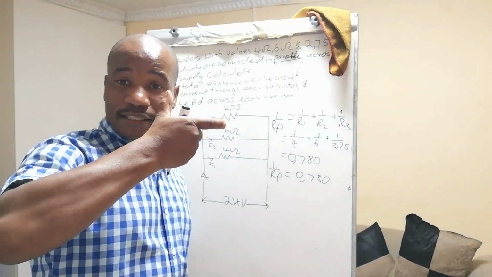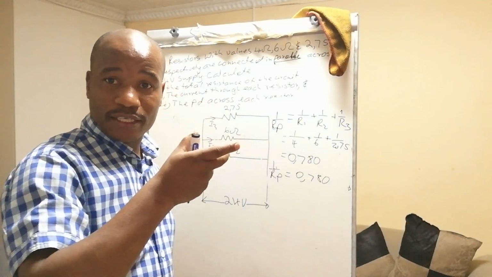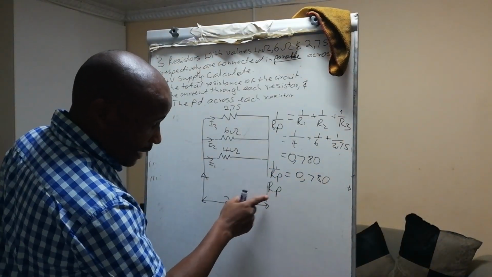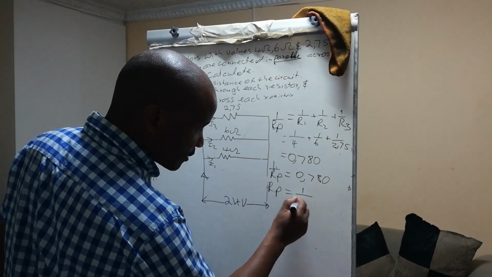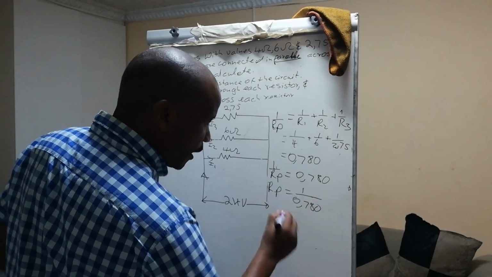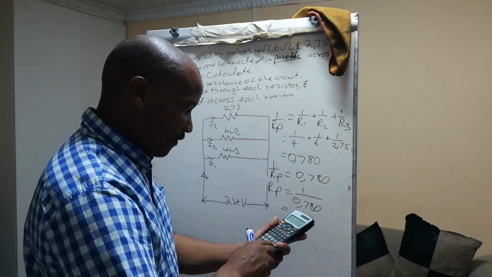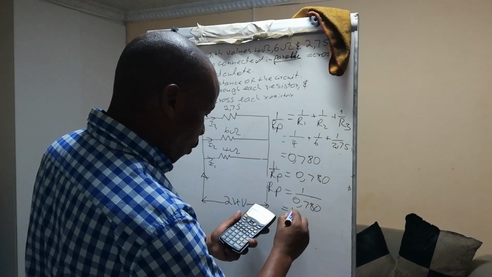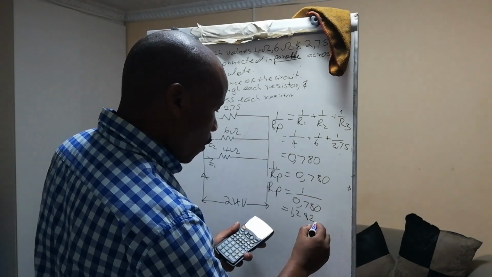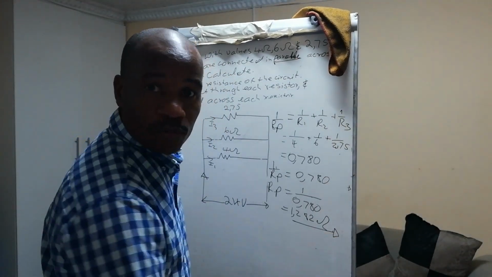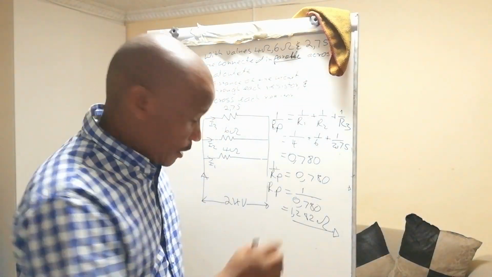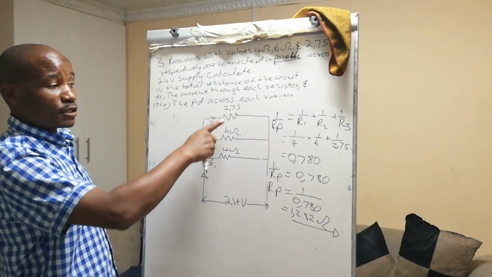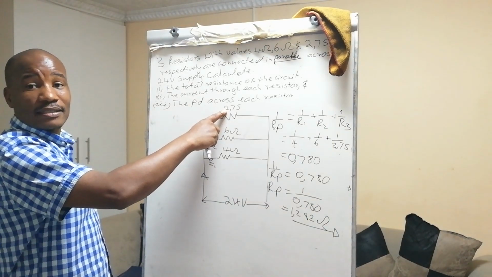Now we reciprocate. In mathematics they say you reciprocate. The reciprocal of 1 over RP is RP. So RP will be 1 over 0,780, which is 1 divided by 0,780, and the answer is 1,282 ohms. How do we know that we are right? Because the total resistance of the parallel branch is smaller than the smallest resistance in that circuit.